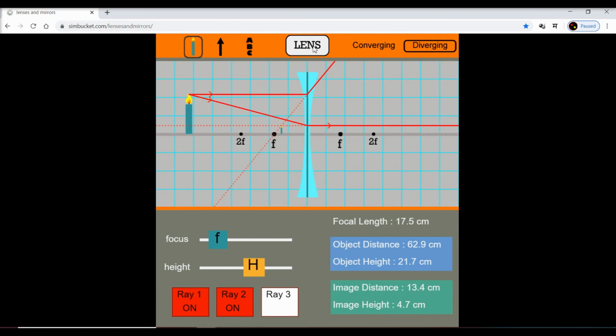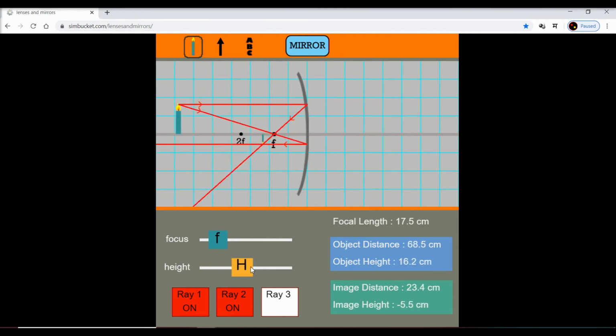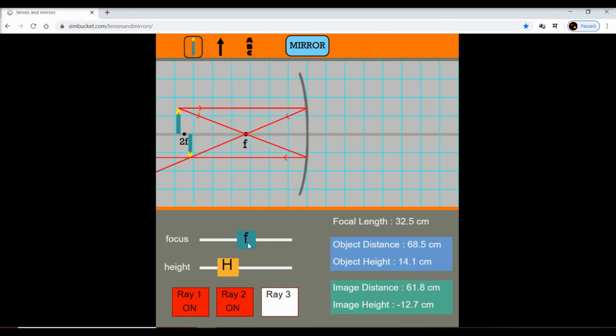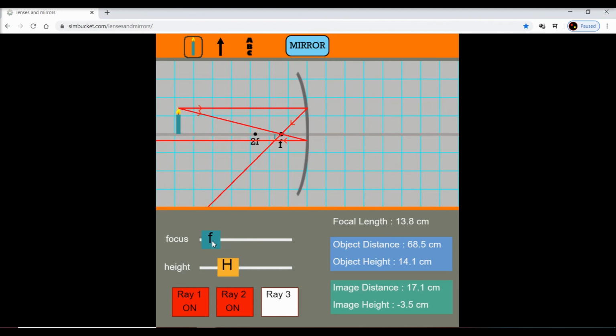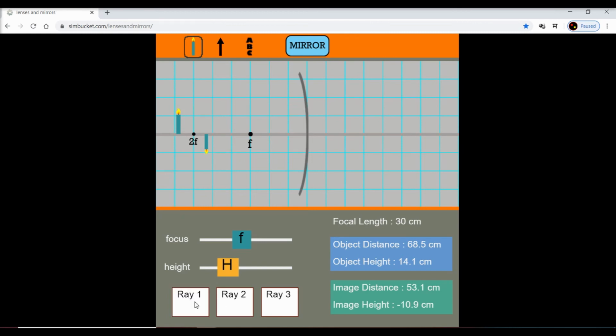Clicking here on the lens brings the mirror profile. This is concave mirror. Use the same controls to change the height and distance of the object from the mirror. Take a candle on the right side and we can study convex mirror.